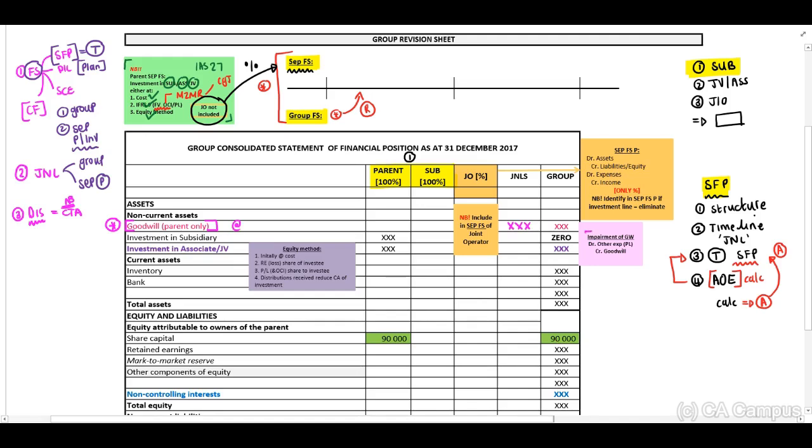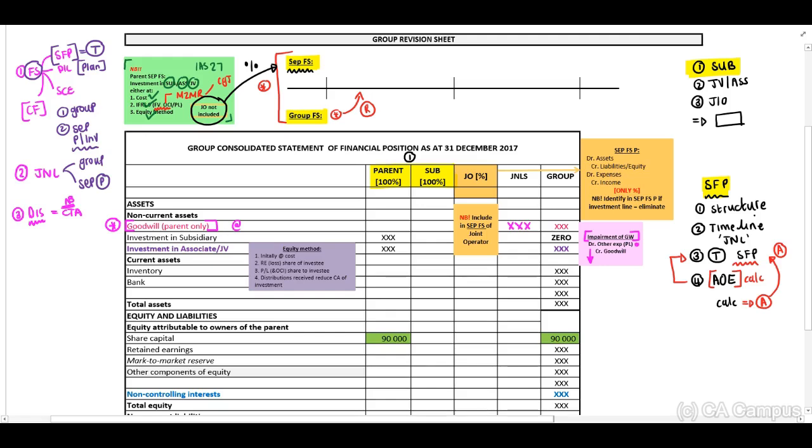They can provide you with a sentence that there is impairment on goodwill, and your journal entry will be to credit your goodwill as this is an asset that decreased, and to debit other expenses in your profit and loss.